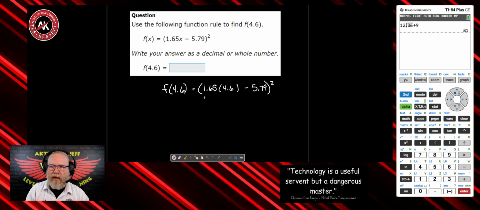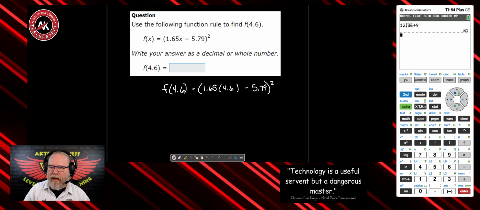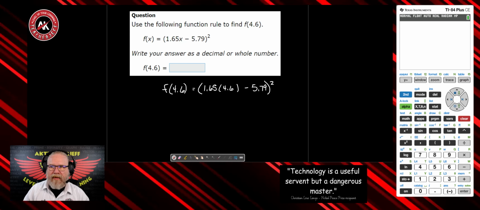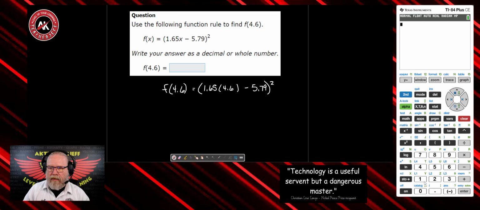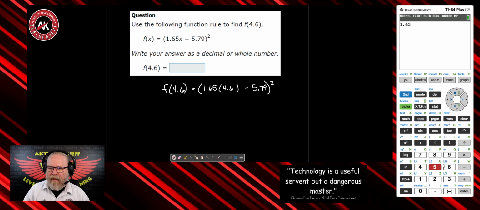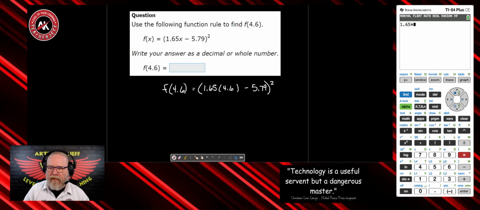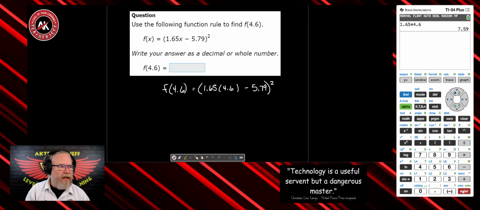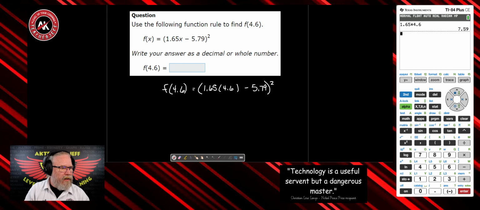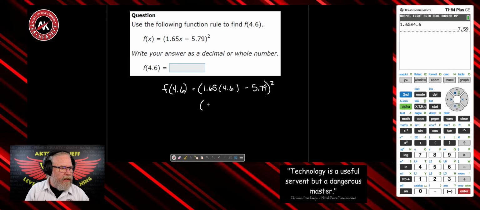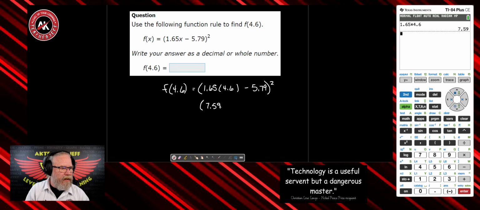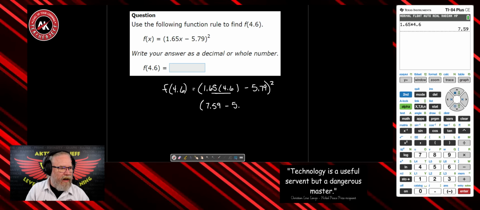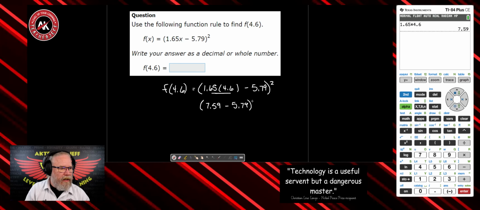First let me clear my numbers out here. Now let's do 1.65 times 4.6. We multiply that, equals, and that gives me 7.59. Over here, I still have my parenthesis, and that's 7.59, from multiplying these two together. From that, I have to subtract 5.79, and then I'm supposed to square it.